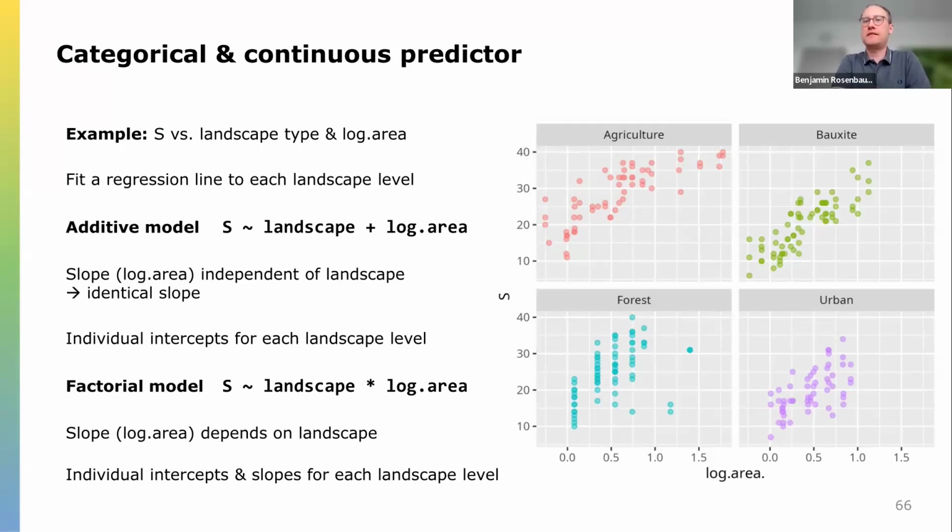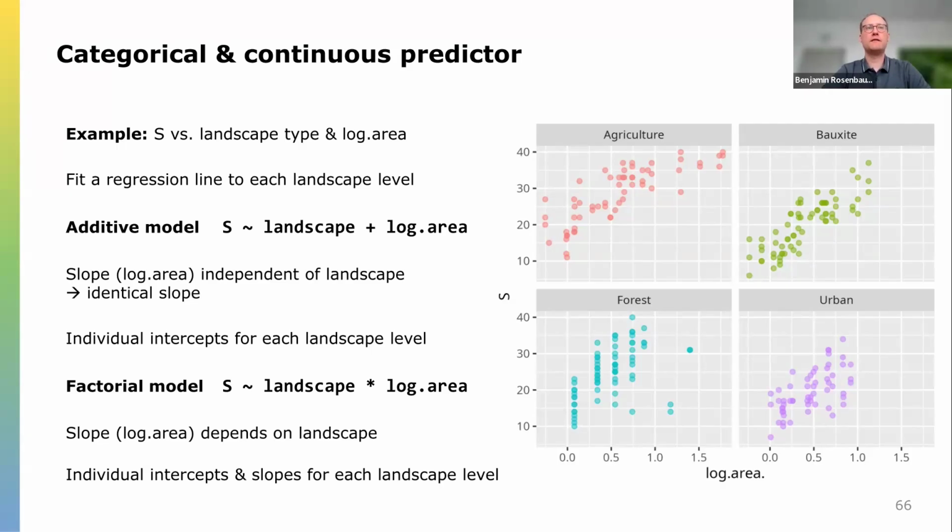So here on the x-axis is log area, and you see for each of these different levels, there seems to be a positive relationship, and we can fit a model that will generate 4 different regression lines. But depending on using the additive model or using the factorial model, these regression lines will be a bit different.